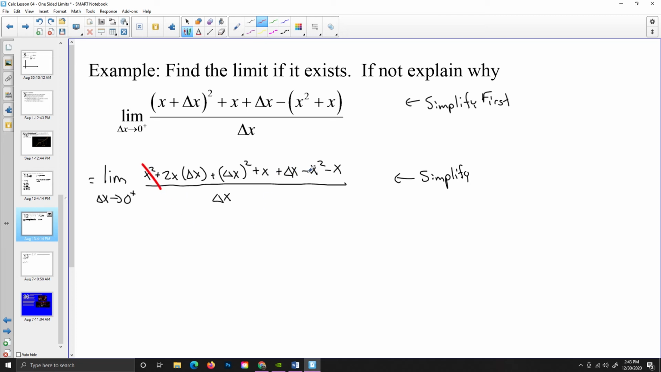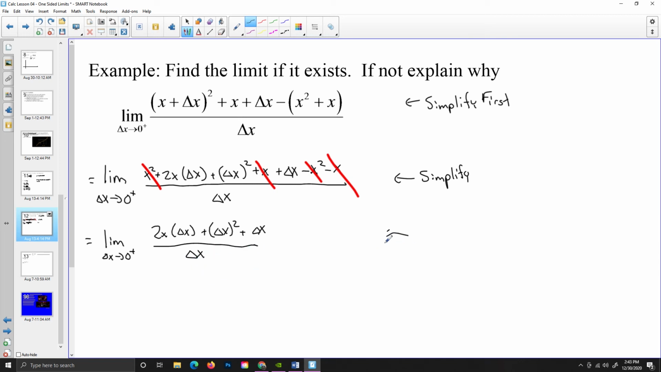Notice I've got a positive x squared and a negative x squared. I've got a positive x and a negative x. So those cancel, and I'm left with the limit as delta x goes to 0 from the right hand side of 2x delta x plus delta x quantity squared plus delta x, and that is all over delta x.